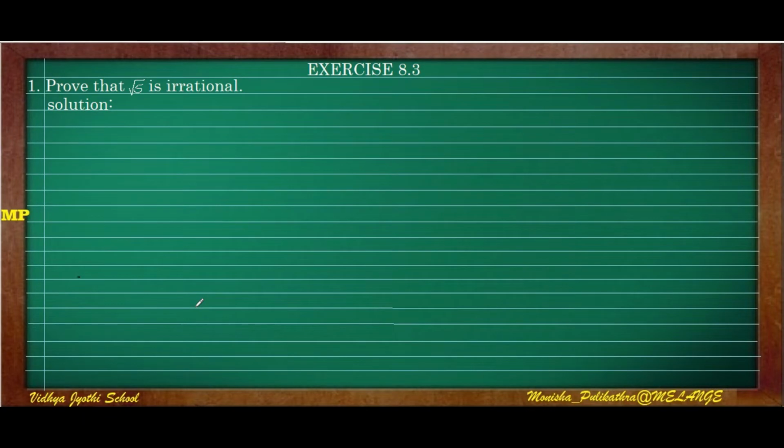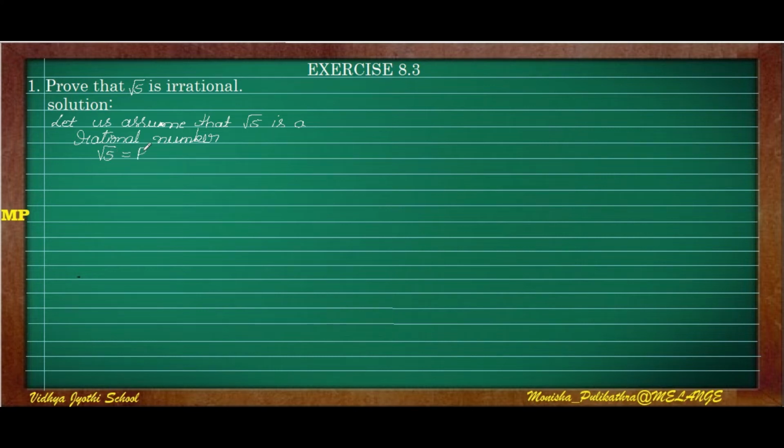Let us move on to the first question of exercise 8.3, that is prove that root 5 is irrational. So before proving it, first we have to assume it is a rational number. Let us assume that root 5 is a rational number. Rational number in the sense it can be written in the form of p by q.